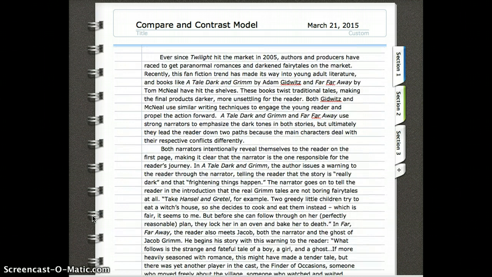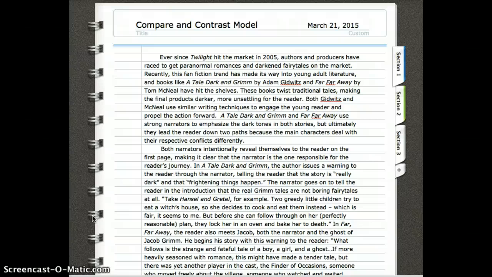Ever since Twilight hit the market in 2005, authors and producers have raced to get paranormal romances and darkened fairy tales on the market. Recently, this fan fiction trend has made its way into young adult literature, and books like A Tale Dark and Grim by Adam Gidwitz and Far, Far Away by Tom McNeill have hit the shelves. These books twist traditional tales, making the final products darker, more unsettling for the reader.